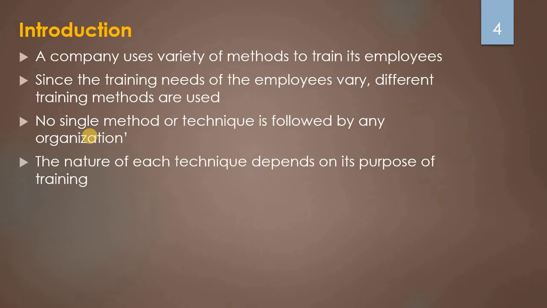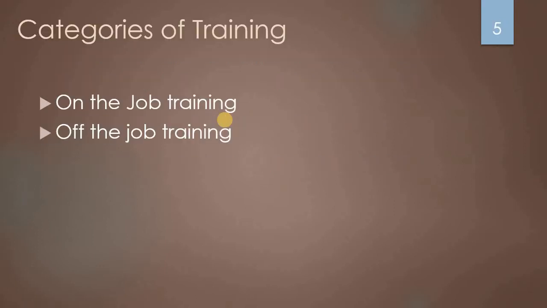For example, if the company wants the employee to learn all the levels of jobs, then job rotation is the best method of training. Or if the company wants to give individual attention to each employee, then coaching is better. Now, there are two broad categories of training: on-the-job training and off-the-job training. In this session, since both are vast topics, we are going to cover only on-the-job training methods.